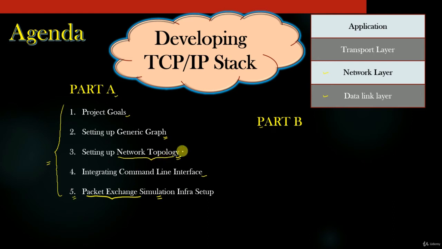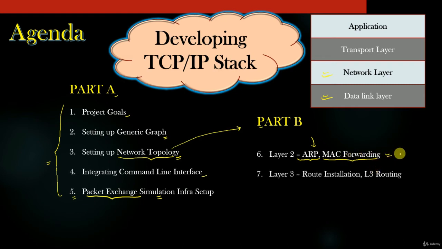So in part B, we are going to use this network topology in order to implement the complete L2 routing as well as L3 routing. In part B, we are going to start with how to implement the ARP protocol, and we will see how MAC forwarding is implemented. You will be writing the entire code in order to implement these functionalities. After that, we are going to implement layer 3, which is nothing but layer 3 routing altogether. You will implement how an L3 router forwards the packet from one router to the next so that the packet reaches its destination.